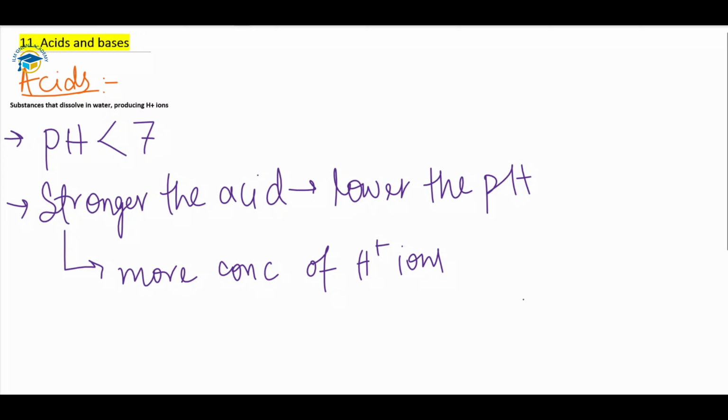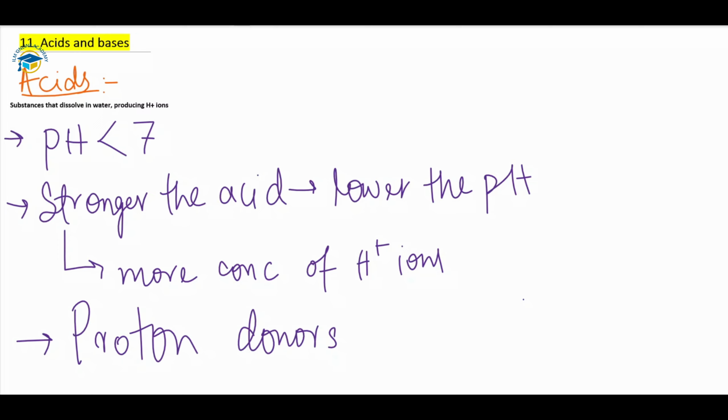Next, the characteristic of acids is that they are also known as proton donors. This means they donate protons when they are dissolved in the water. A strong acid is an acid that completely dissociates in the aqueous solution, and a weak acid partially dissociates into the aqueous solution. Now we have the examples of the acids.